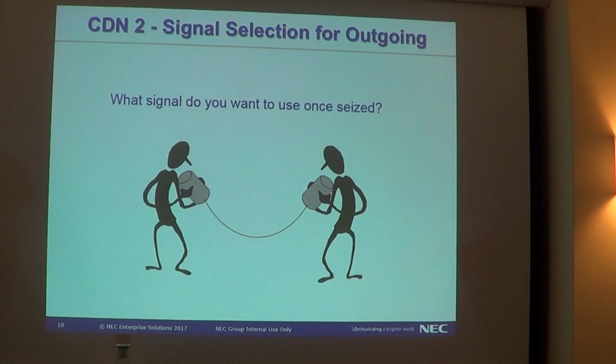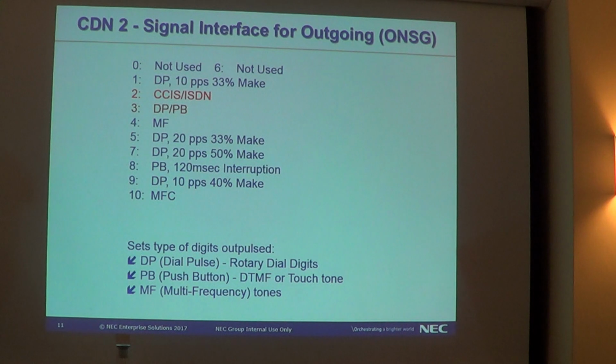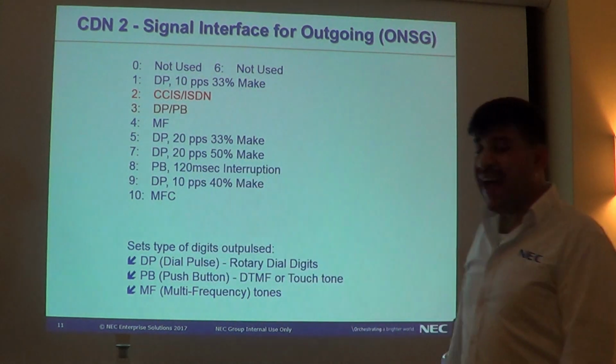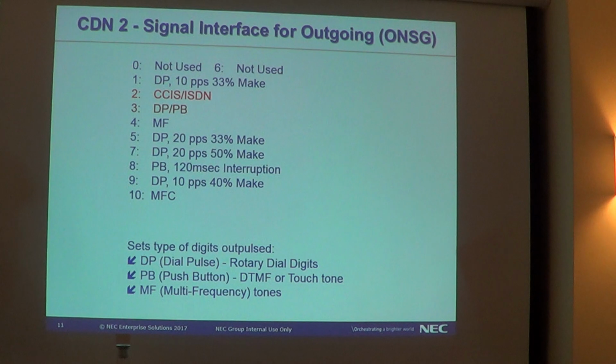There's a second parameter, which is the signal selection. What kind of signal are you going to send? Is it CCIS? Is it ISDN? Is it a watch button? Is it a dial pulse with the old rate? Is it MFC, multi-frequency control, which in Europe and some Asian countries they are using? It's not an analog line. It's a kind of analog DID, which was using MFC.